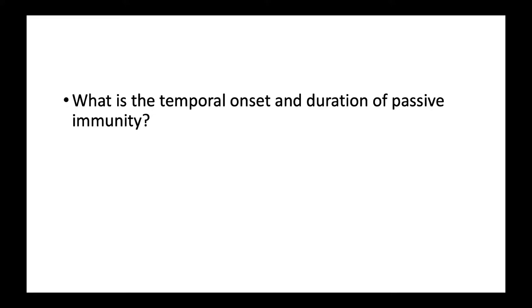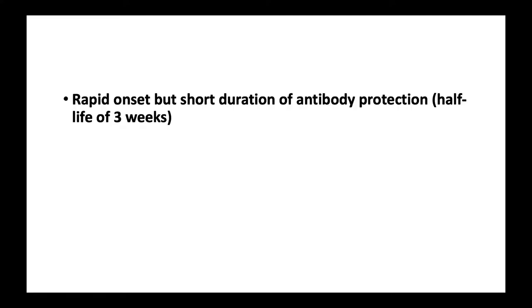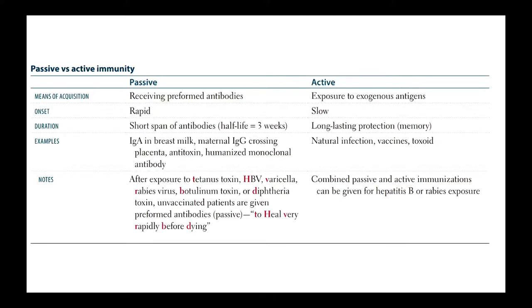The temporal onset of these immunoglobulins is fast but of short duration. They have rapid onset because once they go into circulation, their onset is instant, but they have short duration. Other than this example, we have many immunoglobulins against other microbes and viruses, like hepatitis B virus, varicella virus, diphtheria and botulinum toxin antitoxin immunoglobulins. Sometimes we need to transfuse these passively to avoid dissemination of the infection.